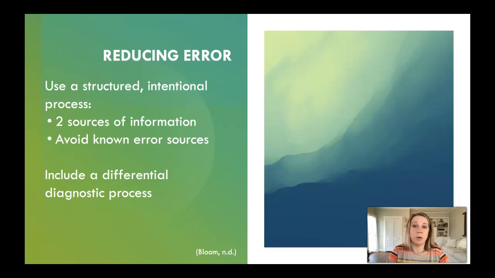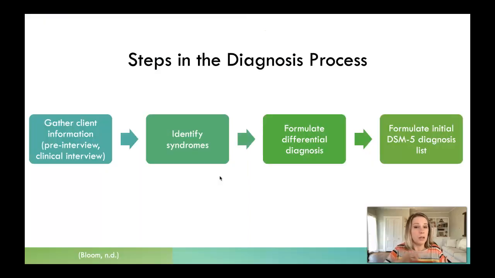We ask the client to provide both paper, pencil / digital information as well as verbal information about symptoms, medical conditions, medications, drug use, and we use techniques to avoid known sources of error in each step of the diagnostic process, and we include a differential diagnostic process. So I've reduced the steps in the diagnostic process down to 4 here. First, gather client information through any pre-interview materials and the clinical interview. Next, identify syndromes. Then formulate a differential diagnosis. And finally, formulate an initial DSM-5 diagnosis list.